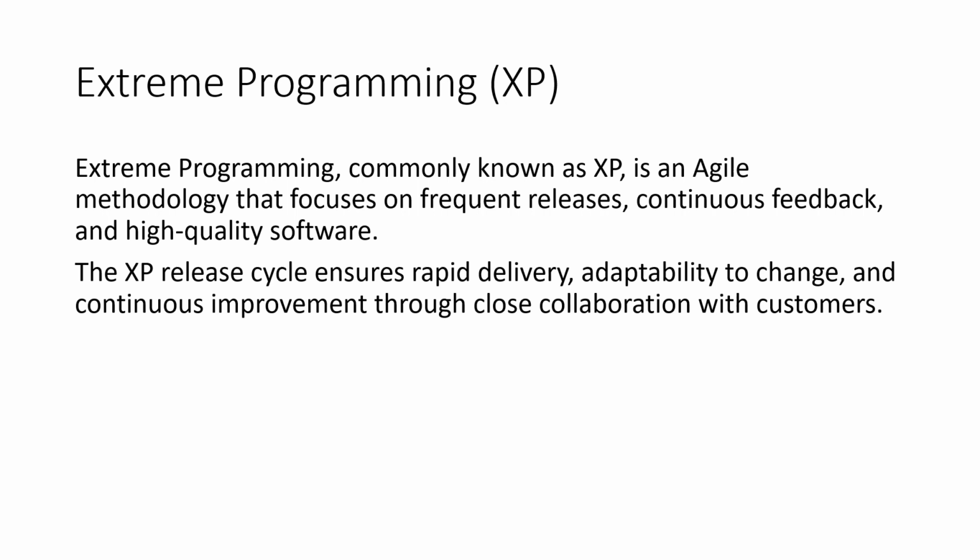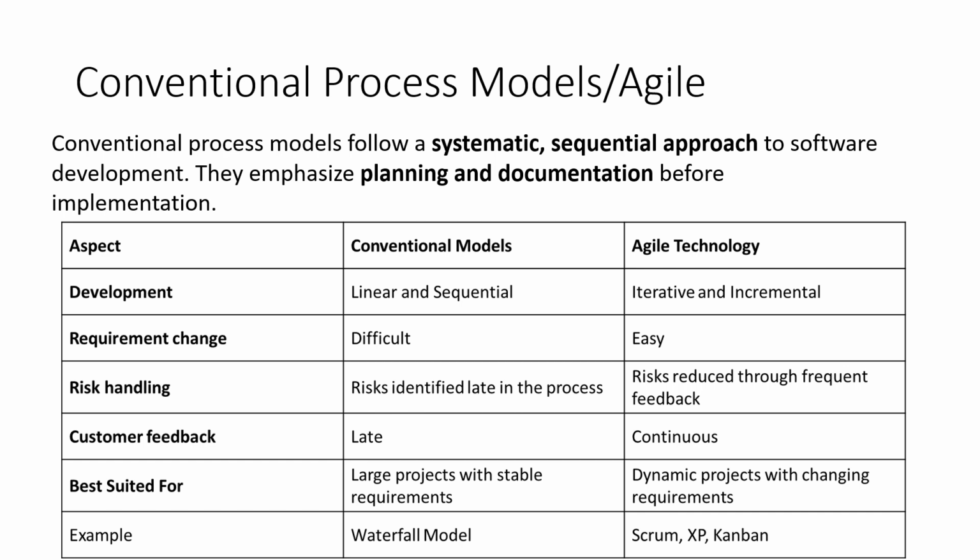During each iteration, design, coding and testing happen together using practices like pair programming and test-driven development. At the end of every iteration, a small working release is delivered to the customer. Customer feedback is then used to plan the next release, ensuring flexibility and high quality software.